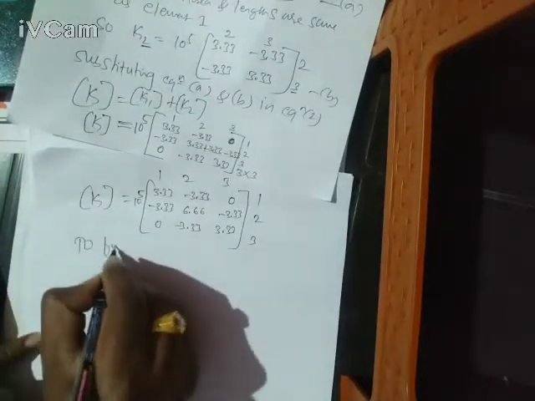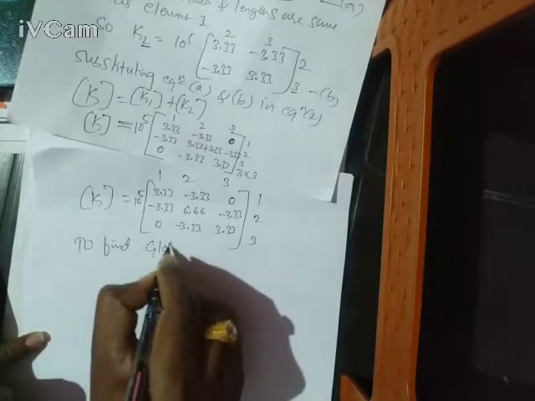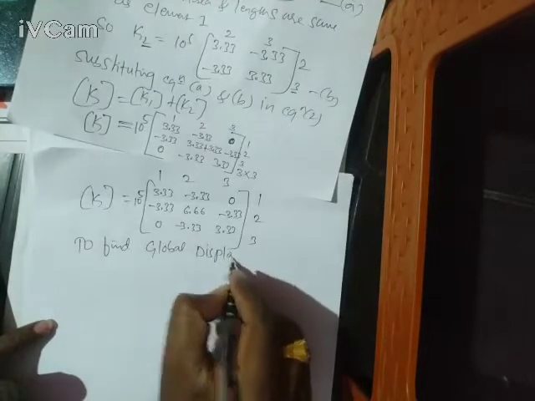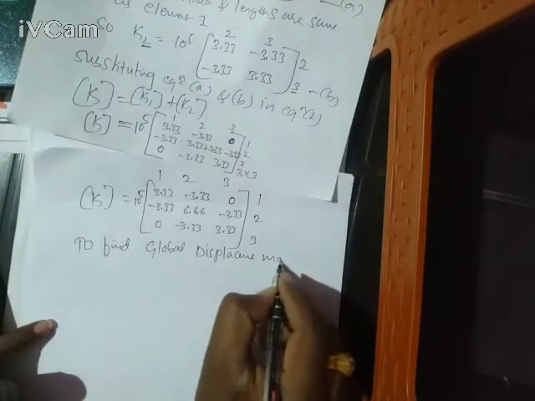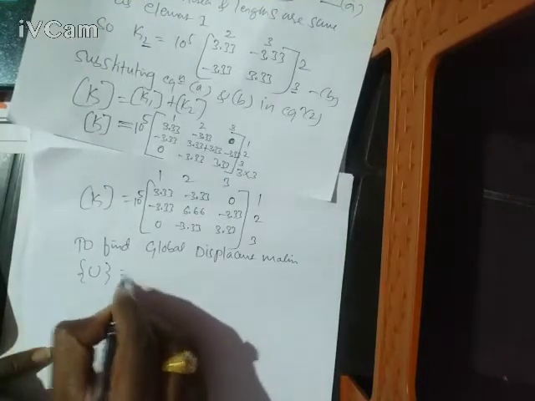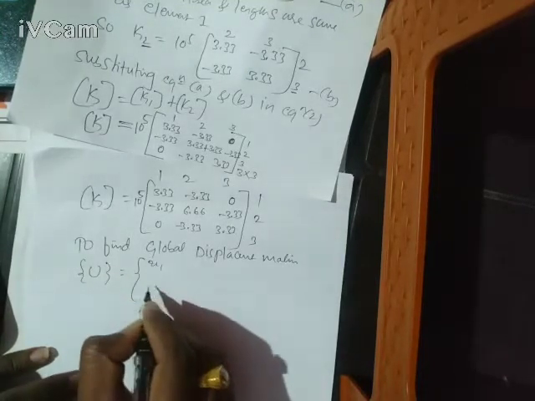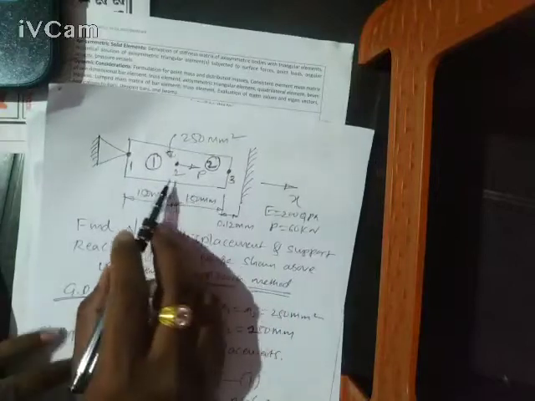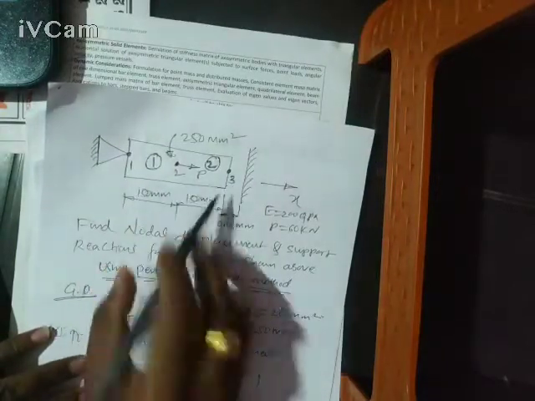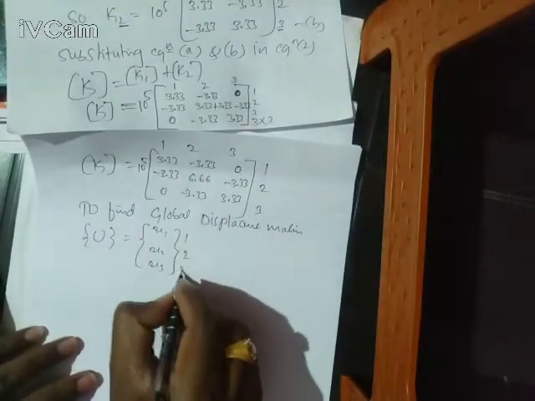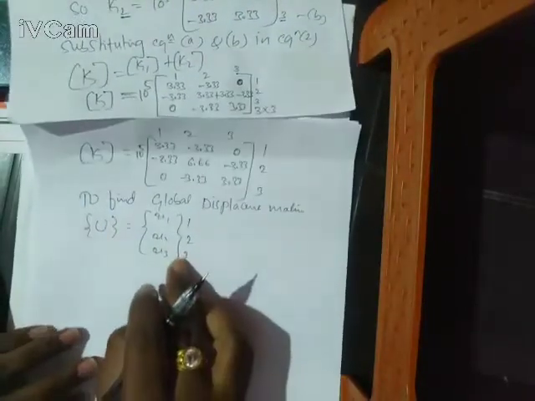Next is to find the global displacement matrix. So what is the global displacement matrix? U is equal to, since there are three nodes, U1, U2, U3. Fine. See here, look at here. In the given problem, there are three nodes, 1, 2, 3. So that is the reason I have written three nodes, 1, 2, 3. So first row, second row, and third row.